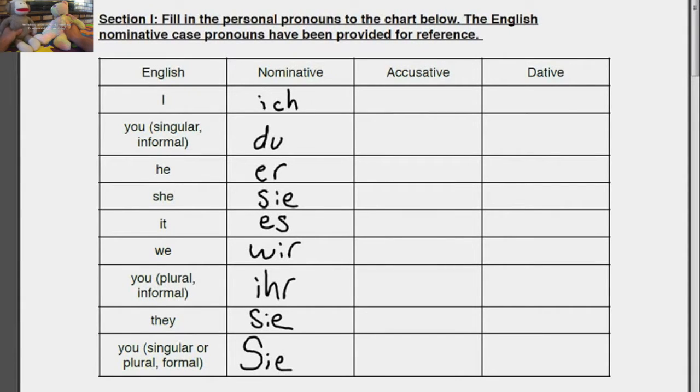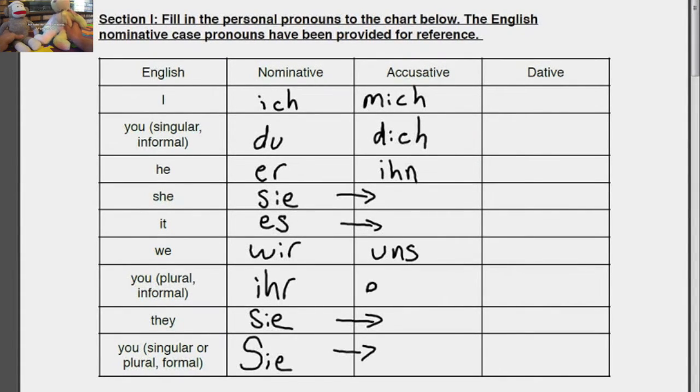Now in the accusative case, several of these don't actually change. We have sie and es stay the same here, and these Sie's down here also stay the same. Now the other ones do change. We have here mich, dich, ihn, uns, and euch. All of the rest of them stay the same. Sie stays sie, es stays es, and the other two Sie's also stay Sie.